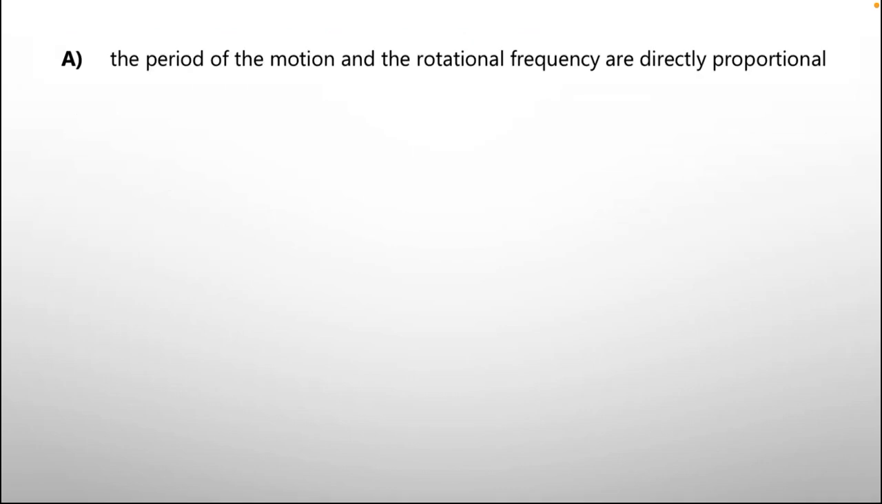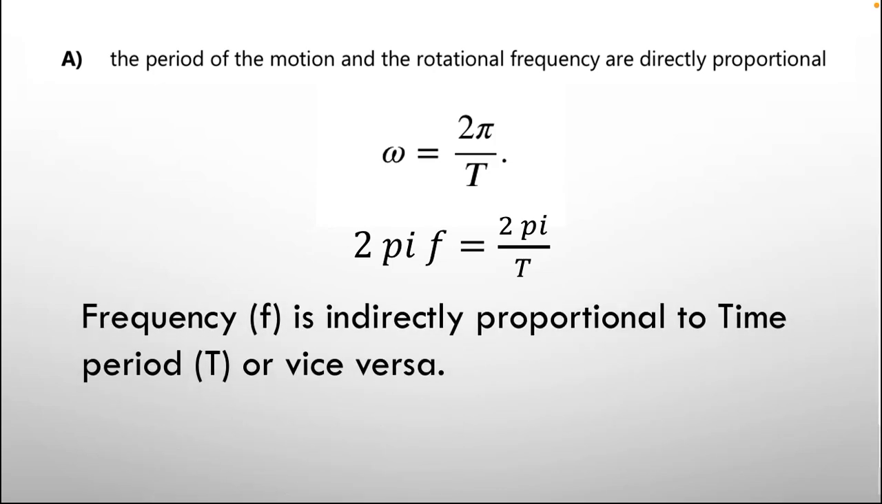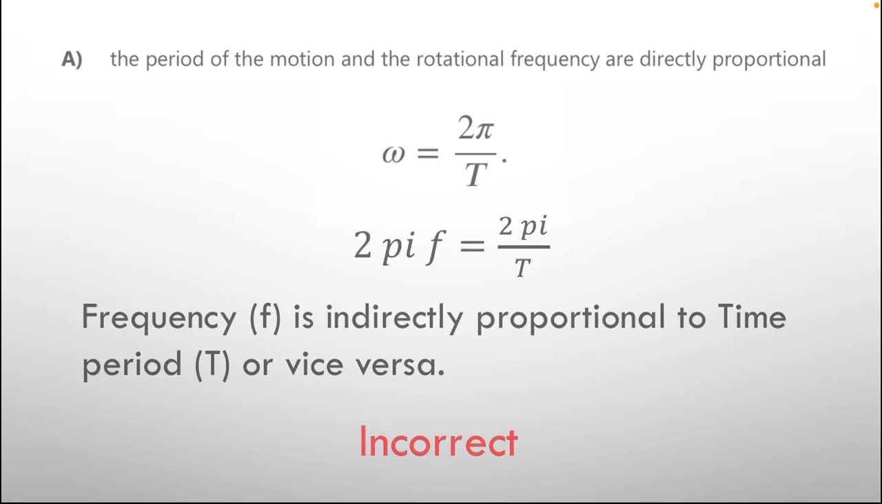A. The period of the motion and the rotational frequency are directly proportional, where the angular speed is equal to 2 pi over the time period. And angular speed can be written as 2 pi f, where f is the frequency, so f equals 1 over the time period. Frequency f is inversely proportional to time period T, and vice versa. So according to this reasoning, this option is incorrect.